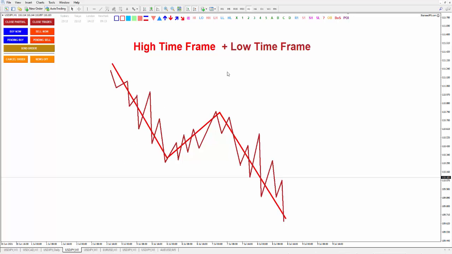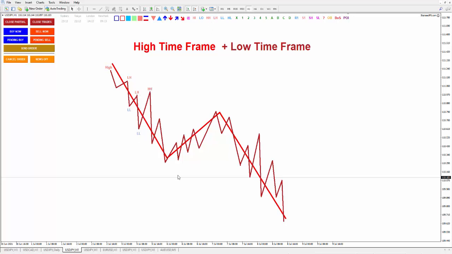Now take a look at this. Let's focus on the smaller time frame. So this is a lower high, and this creates a new lower low compared to this. Now this is another lower high. This is a lower low. Now this, compared to this, has become a higher high.